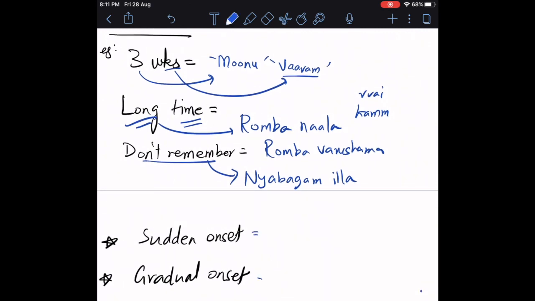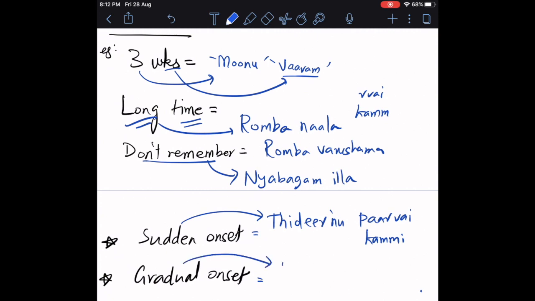Then sudden onset, gradual onset. So, the defective vision is there. So, is it a sudden onset? Very important to differentiate, right? Between a sudden onset defective vision or a gradual onset defective vision. So, sudden onset. Sudden means didirne, didir. Didir means sudden. Didirne. Suddenly my vision loss. Didirne parvai kammiyachu. திடீர்னு பார்வை கம்மி or கம்மியாச்சு.